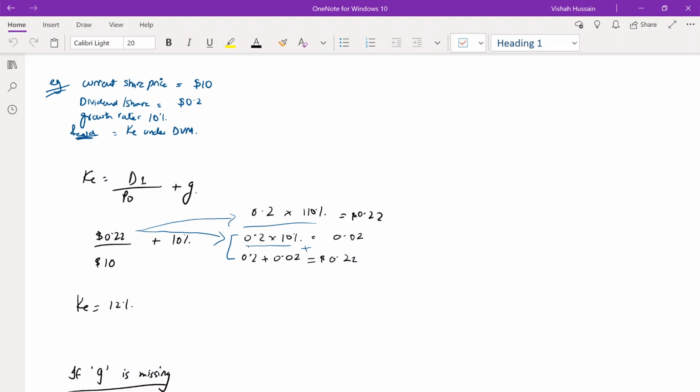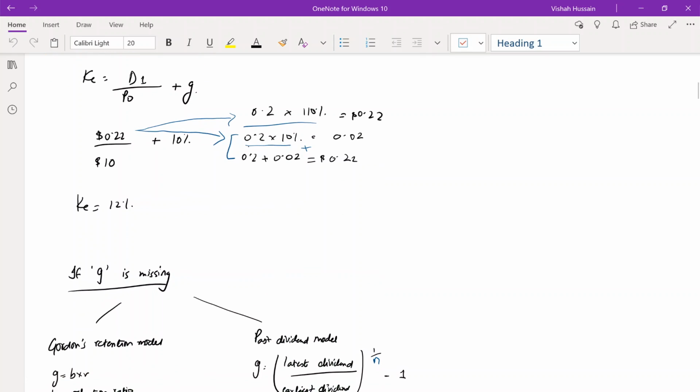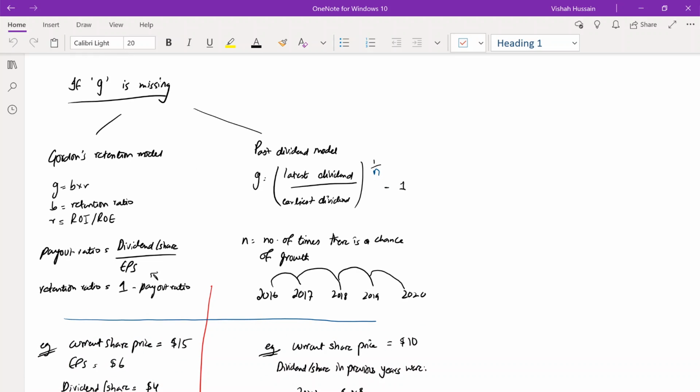Here's a short example. It says the current share price is $10, dividend per share is $0.2, growth rate is 10%, and the requirement is KE under DVM. You can see how I have computed KE. I'm not explaining this because it is a revision of F9's WACC, and I am confident you do remember F9 WACC.